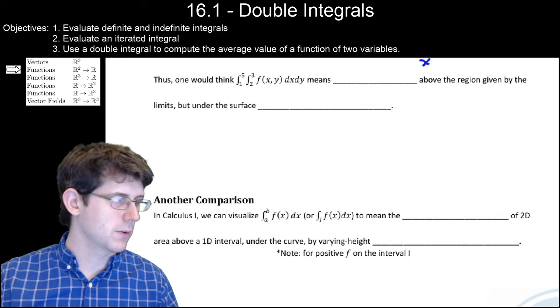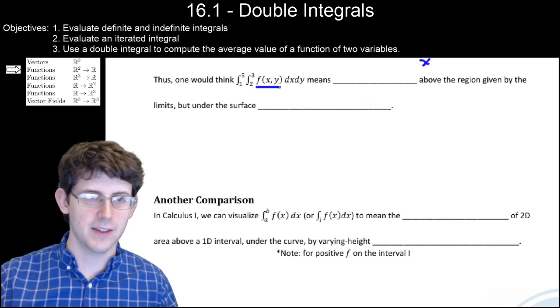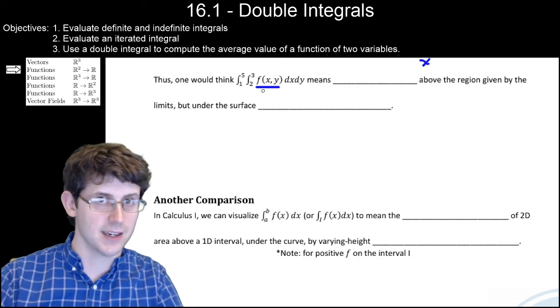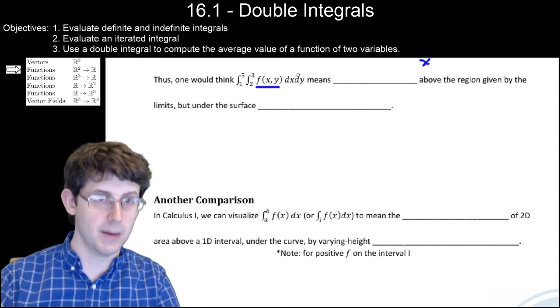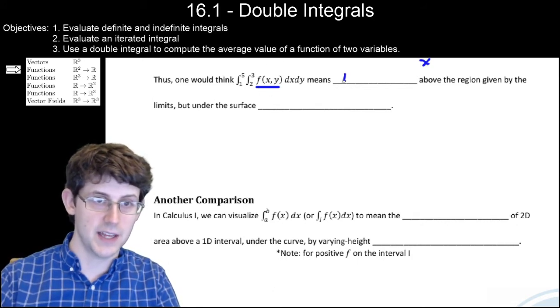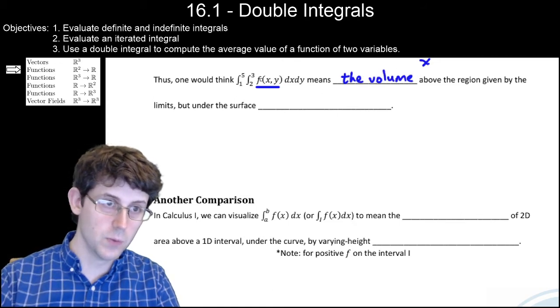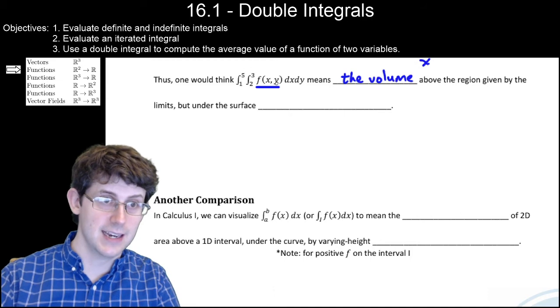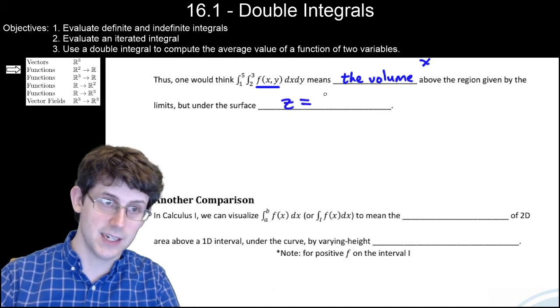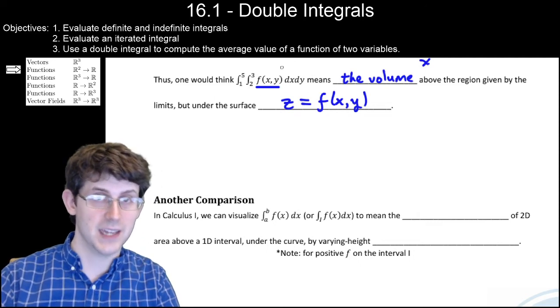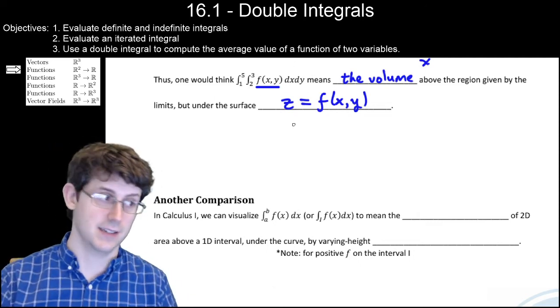Okay. So what if you actually put a function in there that's not 1? If you put a function in there that's not 1, now you're stuck. The only way to think about this is to go up a dimension. This is the volume above the region that's defined by the limits, and under the surface that's the function. So when you see a double integral of a function, that's the volume under the surface.